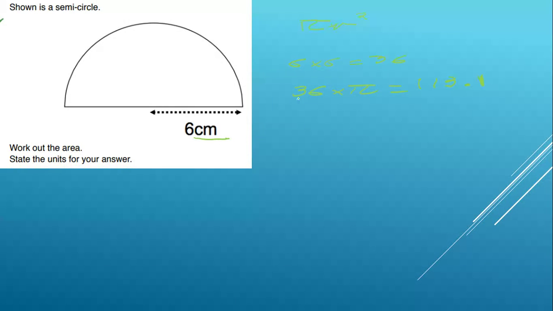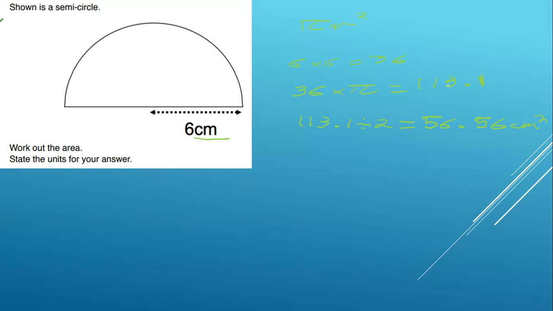So here what we've done so far is we've found out the area of the whole of this circle, but it only wants us to find the area of half the circle. So we have to halve our answer. So we do 113.1 divided by 2. Gives us 56.56 centimeters squared, remembering to state our units.